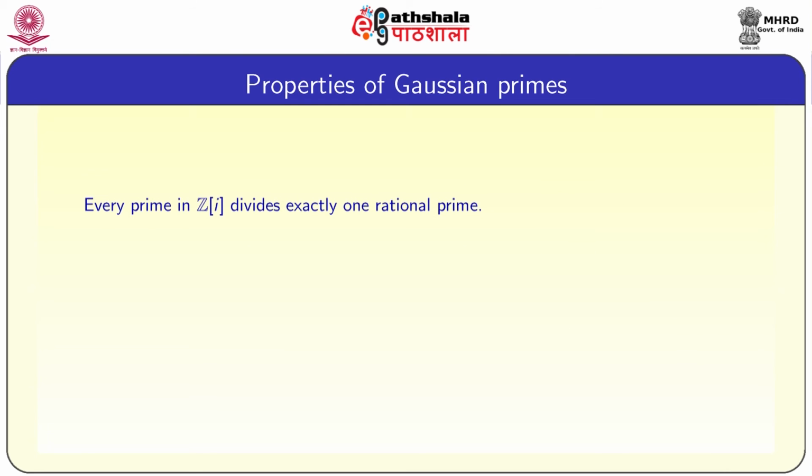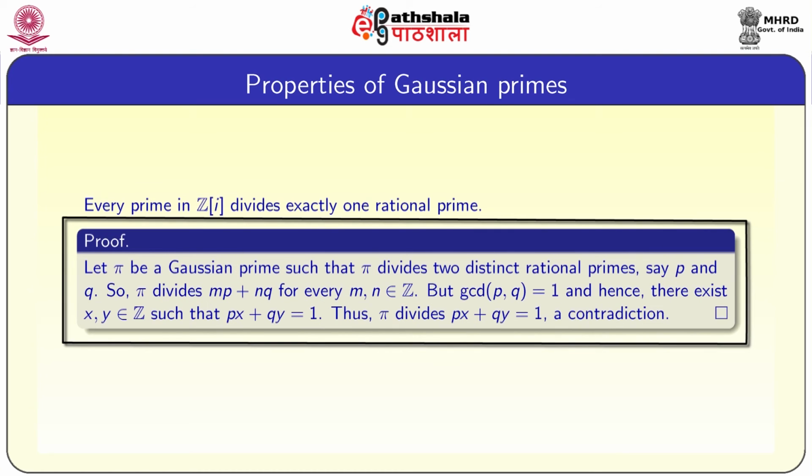Every prime in Z[i] divides exactly one rational prime. It is another interesting property of primes in Z[i]. The proof goes like this: let π be a Gaussian prime such that π divides two distinct rational primes, say p and q.